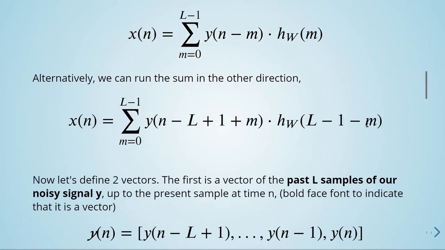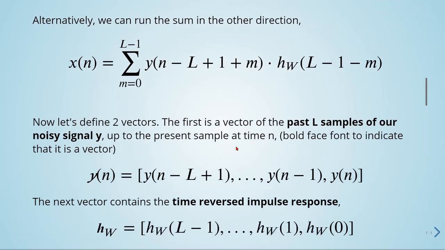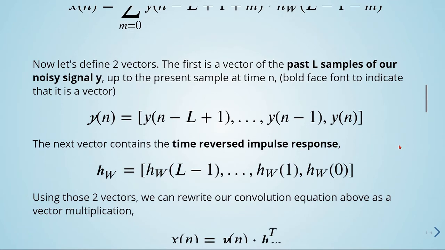Now let's define two vectors. The first vector contains the past L samples of our noisy signal y up to the present sample at time n. The bold face here indicates that it's a vector, so we are defining our vector of the past L samples of our noisy signal up to y[n]. The next vector contains the time reversed impulse response h_W.